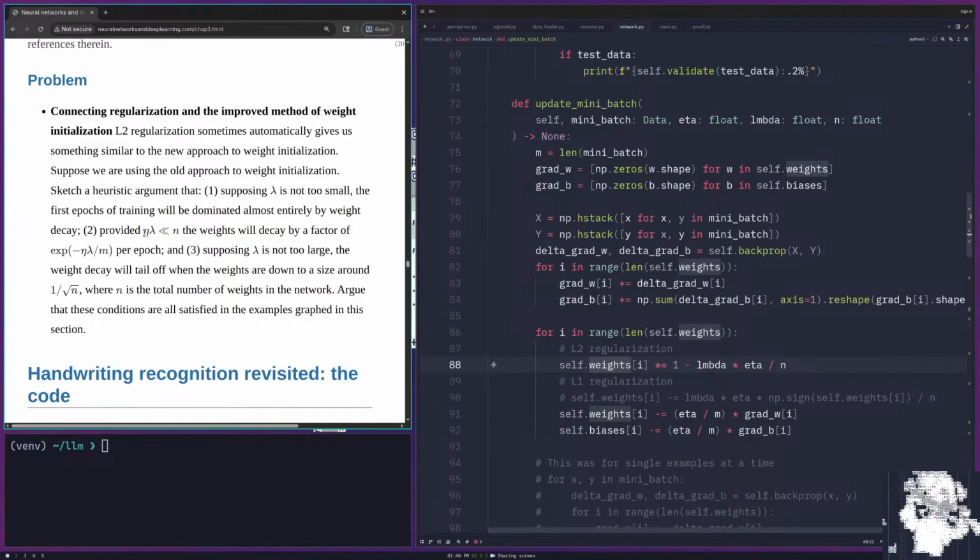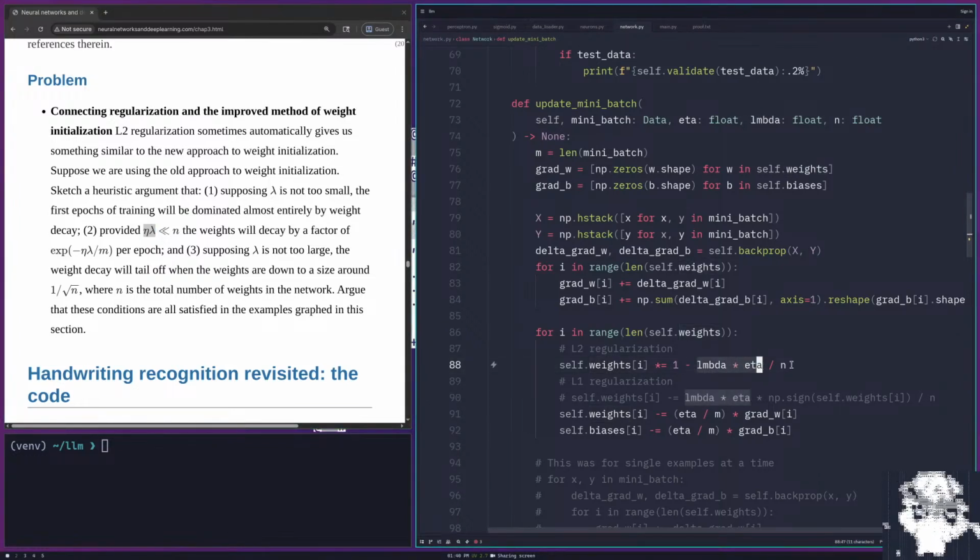Then number 2, provided eta times lambda is much less than n. So this is eta times lambda, and it gets divided by n. So if this is very small, the weights will decay by a factor of exp of negative eta lambda over n per epoch.